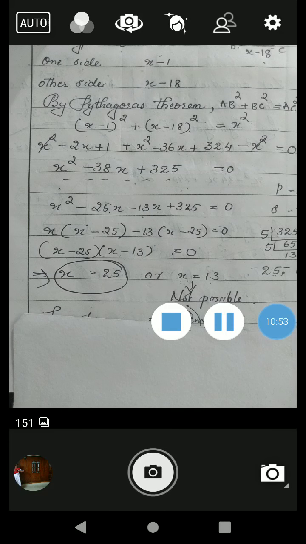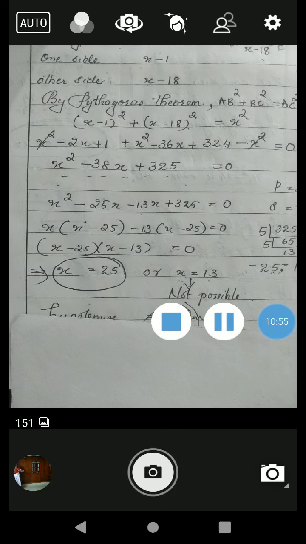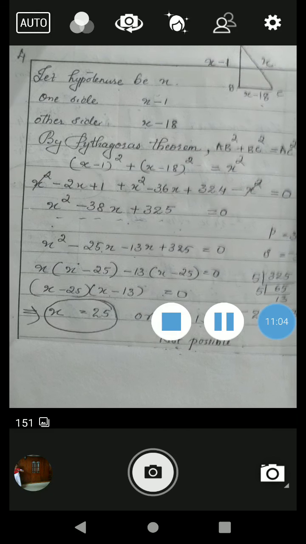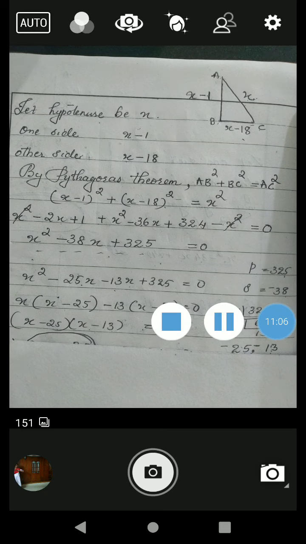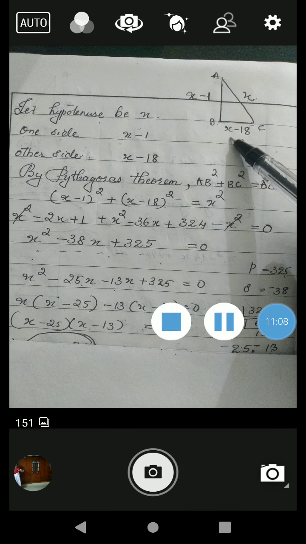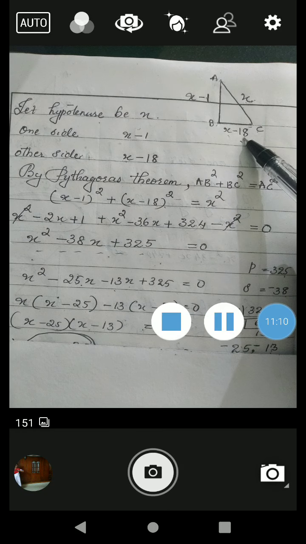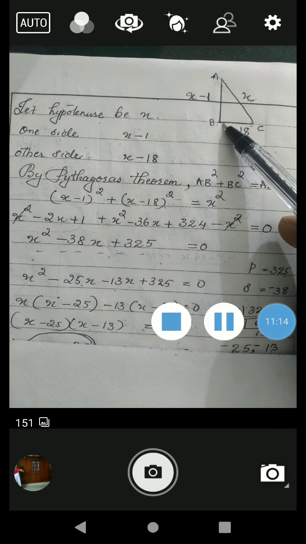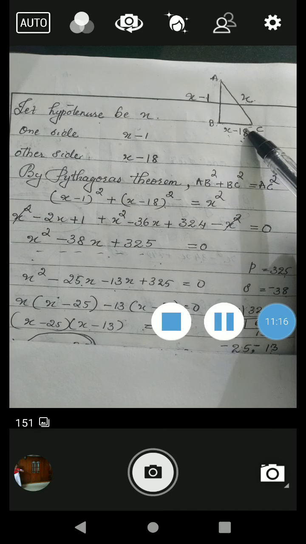x is equal to 25 or x is equal to 13. We can check whether both values are possible or not. Suppose x is equal to 13, then 13 minus 18, we get a negative number. That means the length of its side is negative.